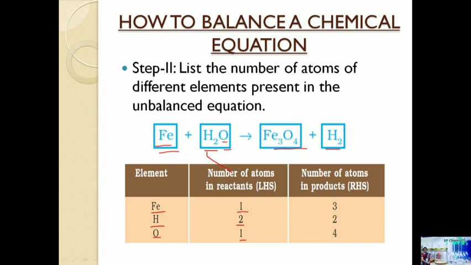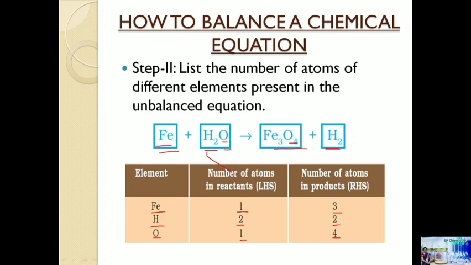Now let us move to the product side. In Fe3O4, how many iron atoms? 3. How many oxygen atoms? 4. How many hydrogen atoms are there? On the product side 2, right? So in this way, in step 2, we have to write the number of atoms of different elements present in the unbalanced chemical equation.